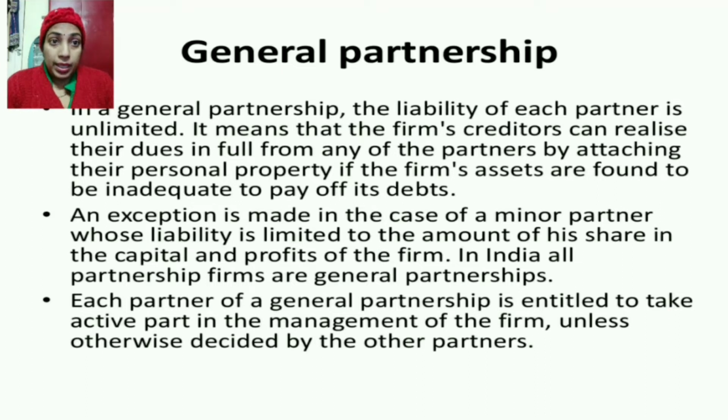There is an exception that is made in case of the partner if the partner is a minor. Now, what happens in case of the minor? In case of the minor partner, the liability is limited to the amount of his share in the capital and profits of the firm. In India, all the partnerships of the firms are general partnerships. Each partner of the general partnership is entitled to take active part in the management of the firm unless otherwise decided by the other partners.